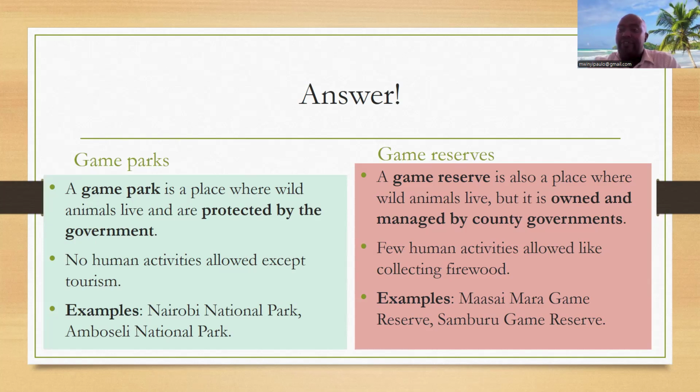A game reserve is also a place where wild animals live, but it's owned and managed by county governments. Game park, national government. Game reserve, county government. And in a game reserve, they allow a few human activities like collection of firewood, grazing, collection of honey. Those activities are allowed in game reserves. A good example is Masai Mara Game Reserve that is managed by Kajiado County Government.